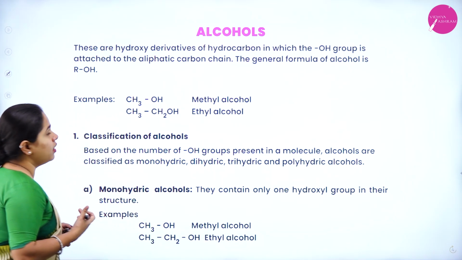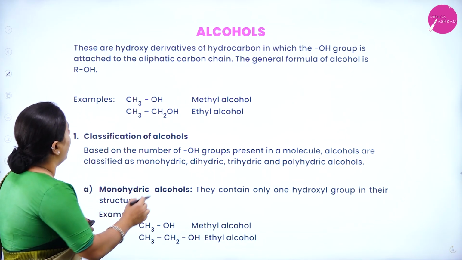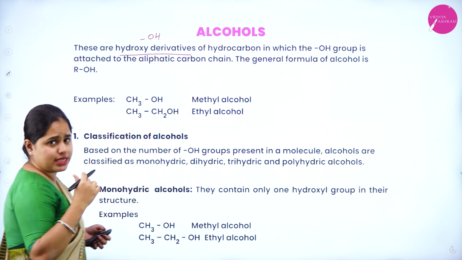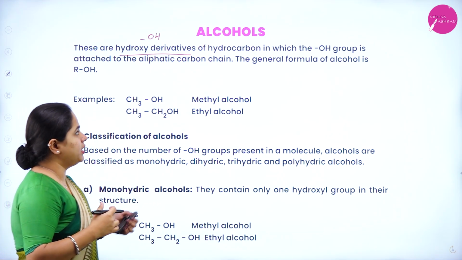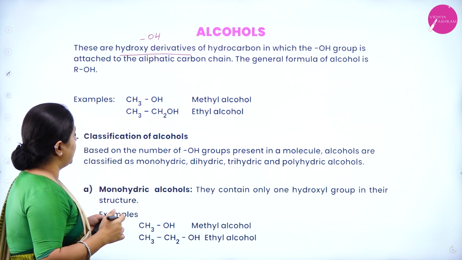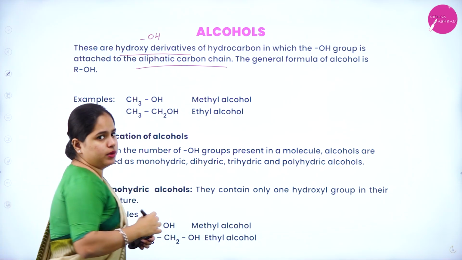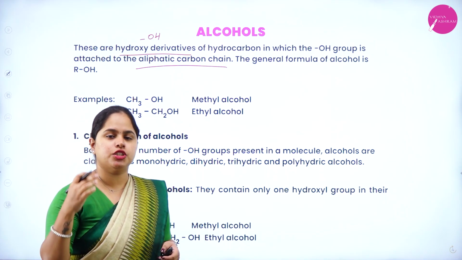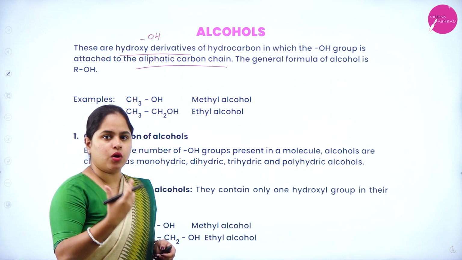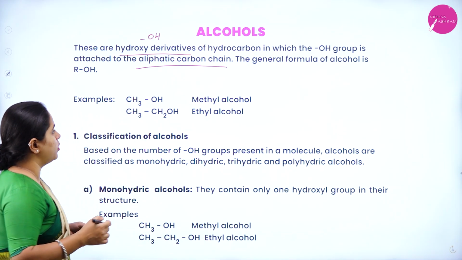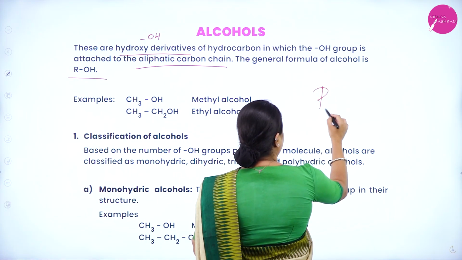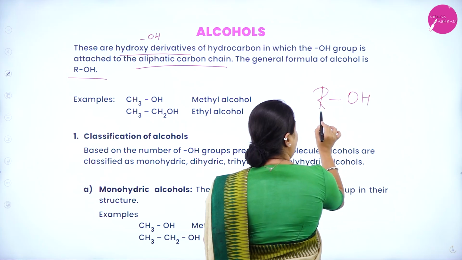So let's begin with the alcohols. These are hydroxy derivatives, as I said, OH. Hydroxy derivatives of hydrocarbon in which the OH group is attached to the aliphatic carbon chain. They are not aromatic, aliphatic carbon chain. Instead of one hydrogen, you will have an OH group. That is how an alcohol is formed. The general formula of alcohol is ROH. What does this R stand for?